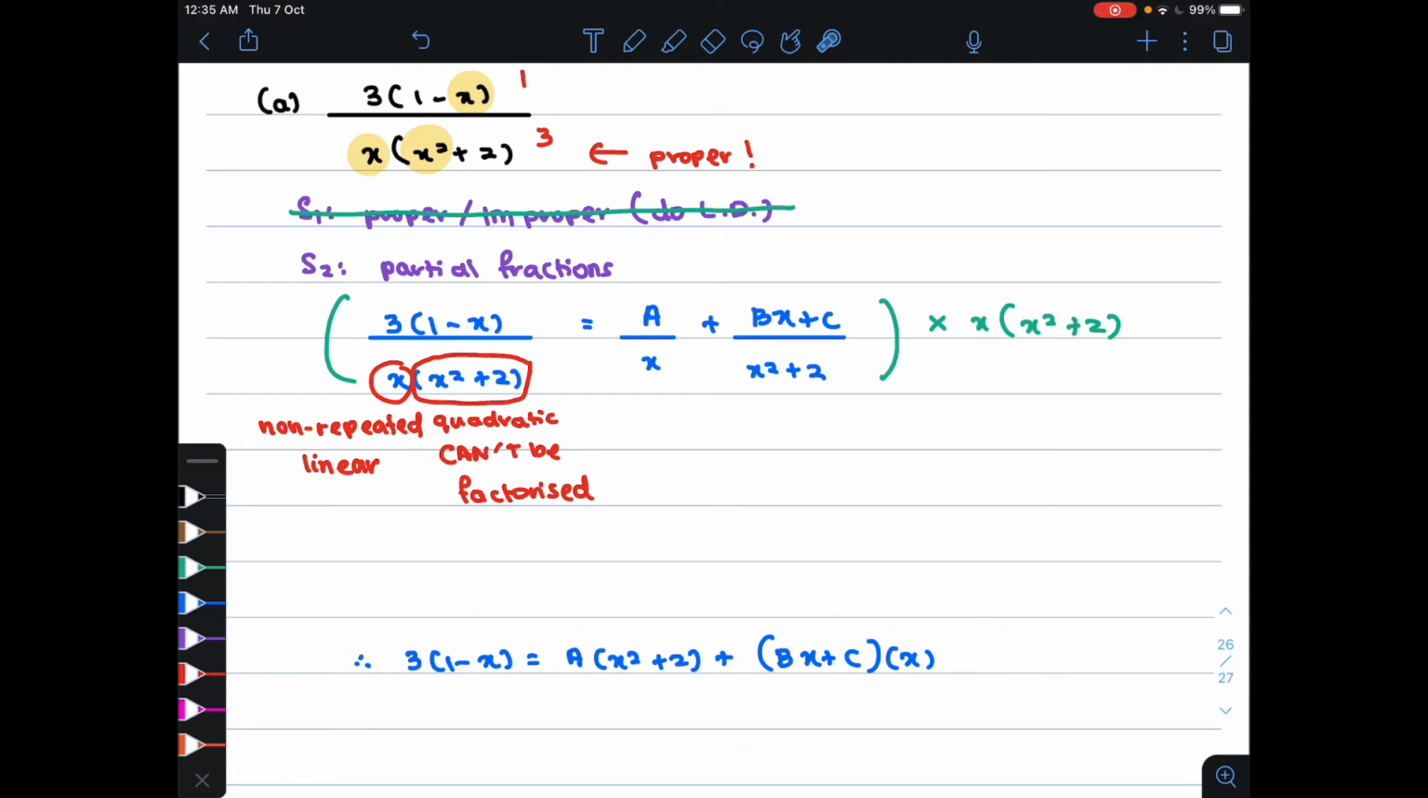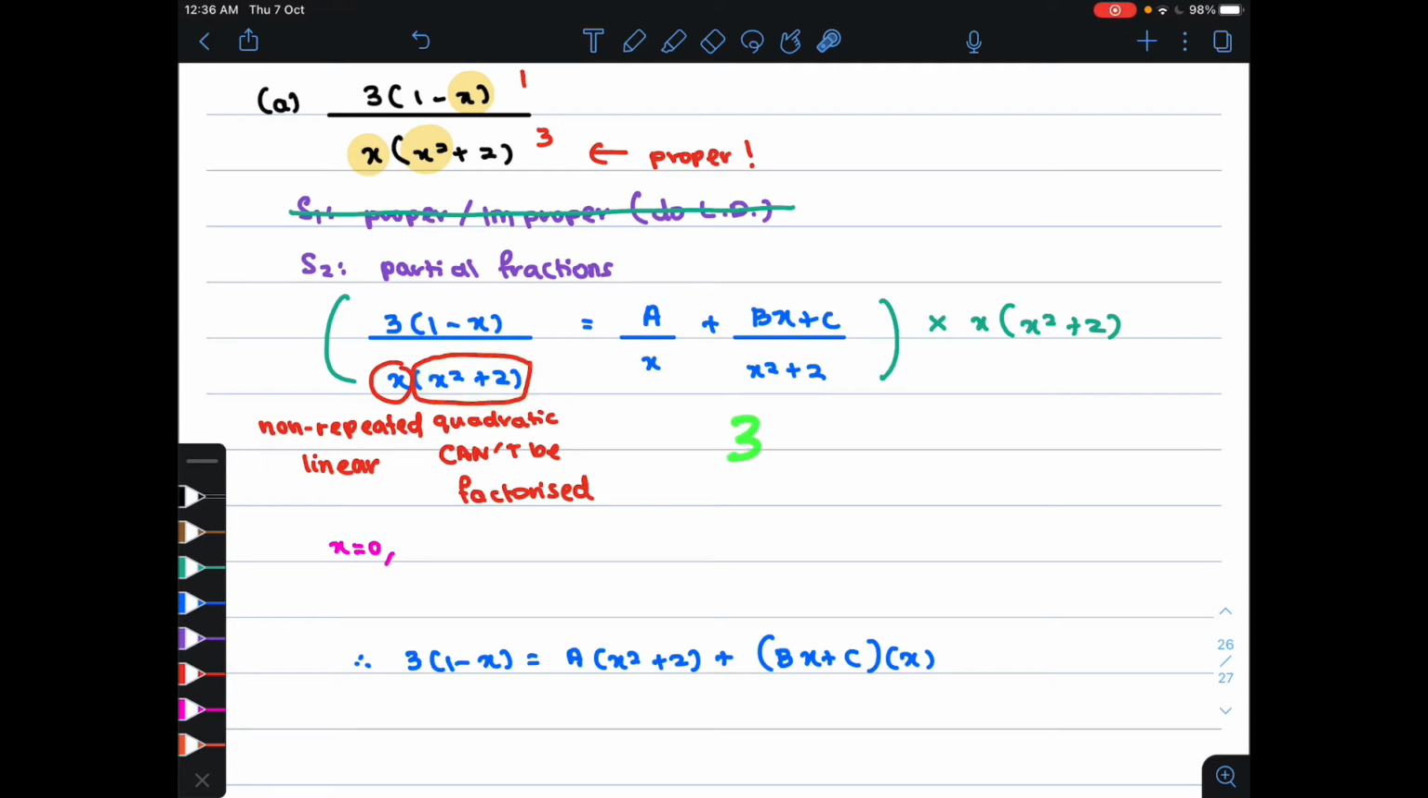So how many unknowns do we have? 1, 2, and 3. Therefore, we need 3 values of x, which come from our denominator. Let everything equal to 0. So you're going to get x equal to 0, and the other one is x squared plus 2 equal to 0. And we already know that this is a quadratic that cannot be factorized, so we don't have any value of x from x squared plus 2.